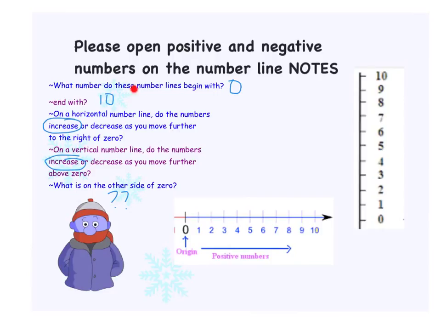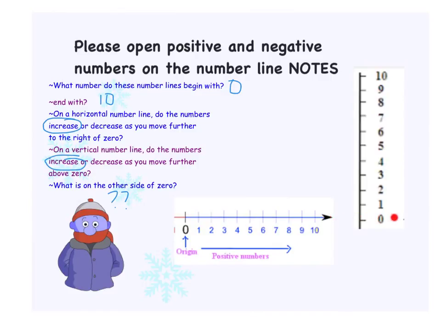So I said that both of these number lines begin with 0. The vertical number line, some of you might have said 10, but we always start with 0. That is our starting point. So we're starting with 0 and moving up. Here we're starting with 0 and moving to the right. So what does it end with on the opposite side? In this case, it ends with 10.